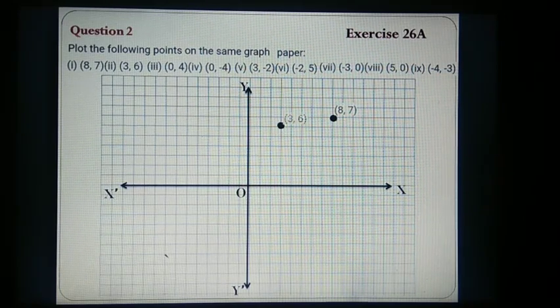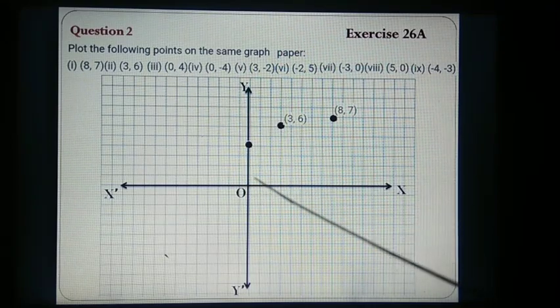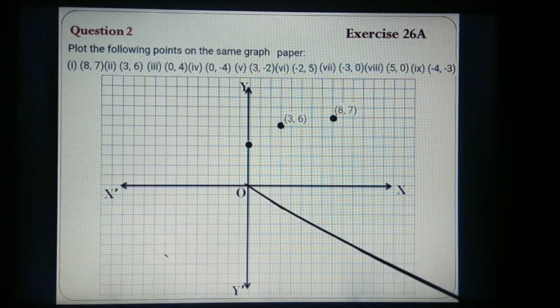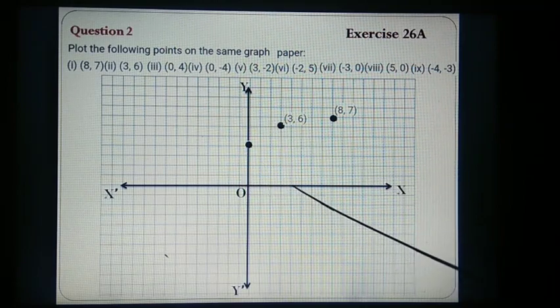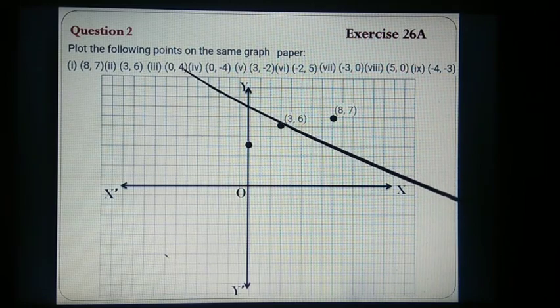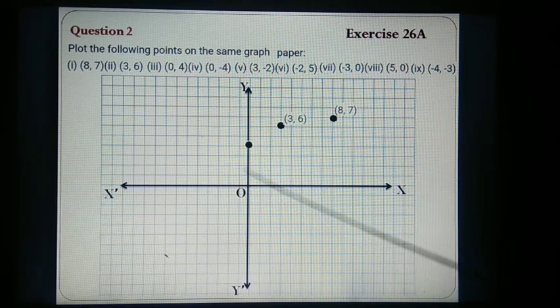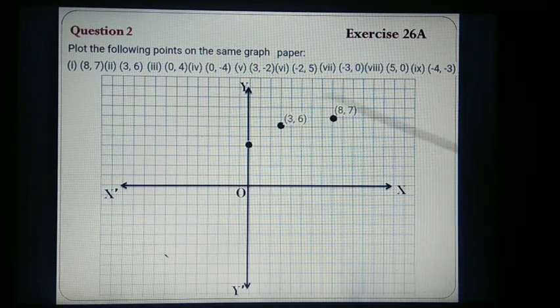Now similarly we'll draw (0, 4). The x distance, that is the abscissa, is 0, that means we are not moving along the x-axis. The x distance is 0 means we are not moving along the x direction. Now the y value is 4, so we have to go upward because positive y is upward and negative y is downward. So positive y is 4, that's why we'll go up. So this will be (0, 4).